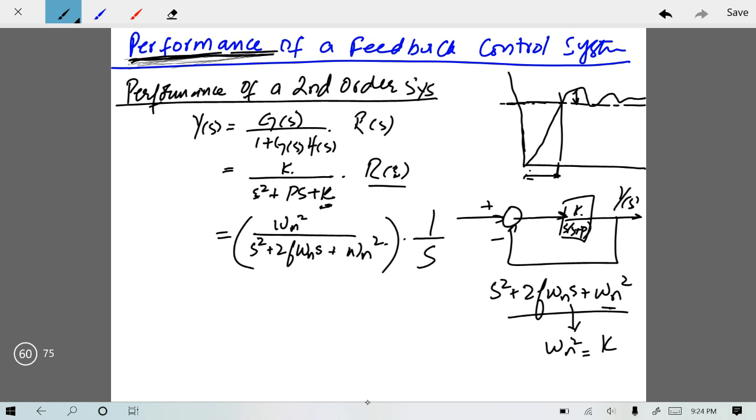Rather, I can write the performance of a second order system for step input. This is important: all the formulas that we will write over here apply only to a second order system which has a step input. Solving this, taking the inverse Laplace transform, you can see the table in your textbook. I think it is table 2.3 in Doff's book, where inverse Laplace transforms are given.